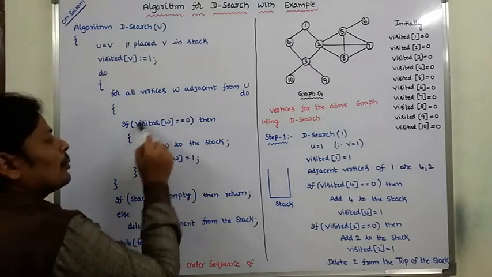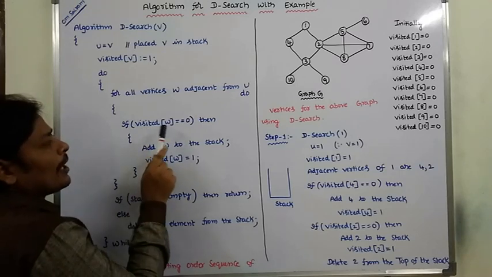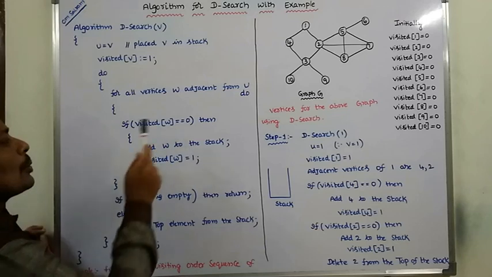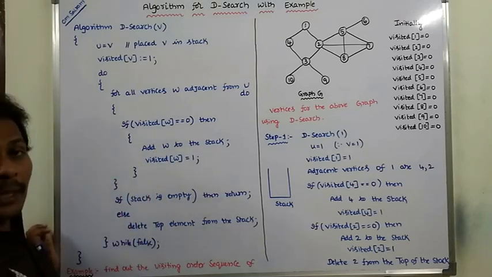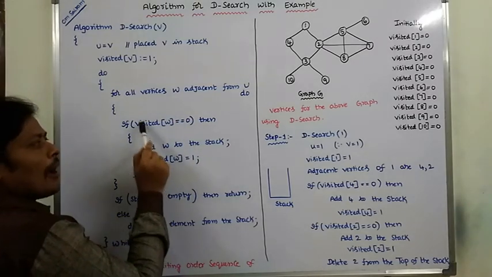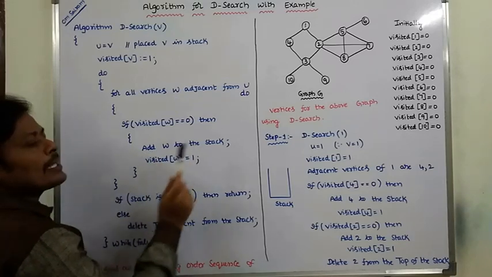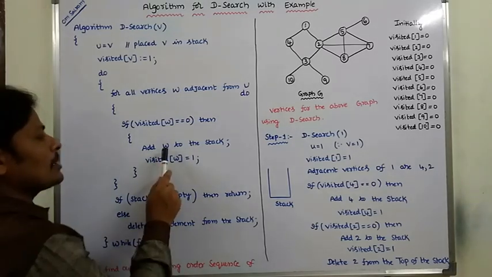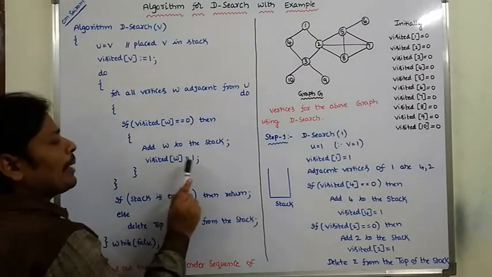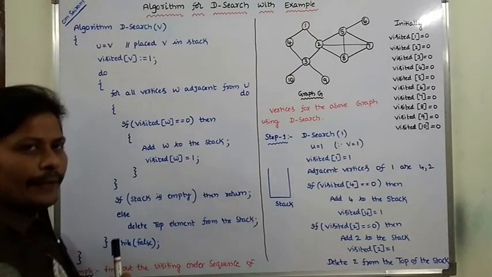Here we have to check the adjacent vertices of U. So visited of W is equal to 0. We check whether the vertex W is visited or not in this step. If it is not visited, then go to the if block and add W to the stack. So vertex W is added into the stack. Now visited of W is equal to 1, so vertex W is visited.